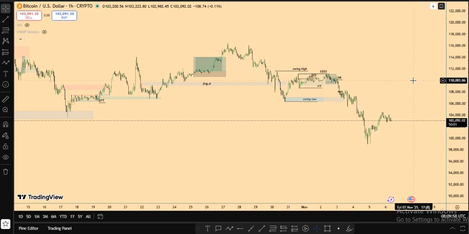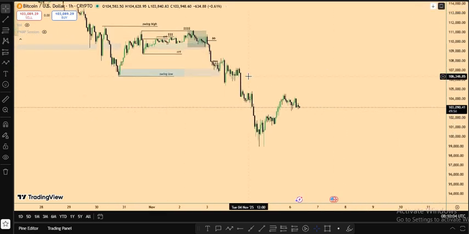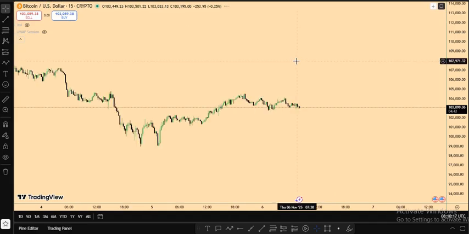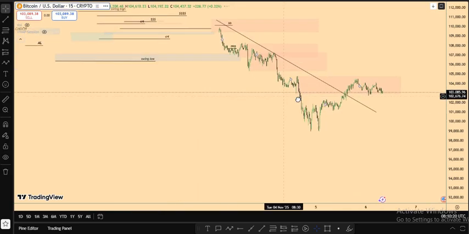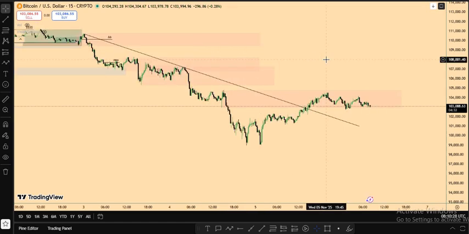So, as you can see, we have our supply zone here. In the 15 minutes it is more clear. On the 1 hour, it looks like an order block. Here is a valid supply zone. So this is just a simple explanation of supply and demand.